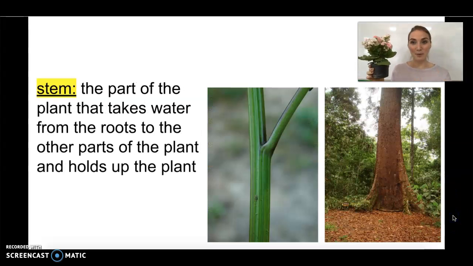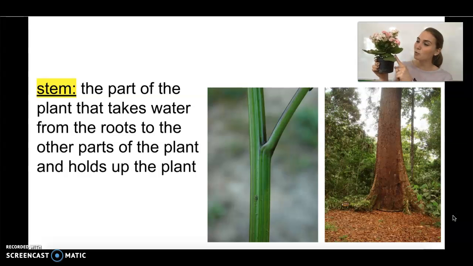The next part of the plant that we are looking at is the stem. The stem is the part of the plant that takes water from the roots to the other parts of the plant. So the roots soak in the water and the stem serves as a tunnel to get the water and nutrients to the other parts of the plant. The stem also holds the plant up so it can stand straight and tall. Look at these two types of stems. What kind of plants do you think these stems belong to?